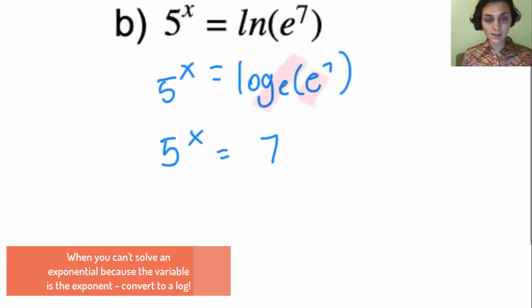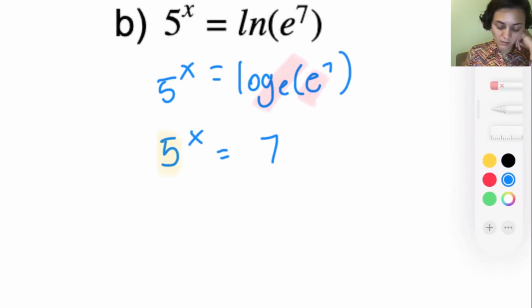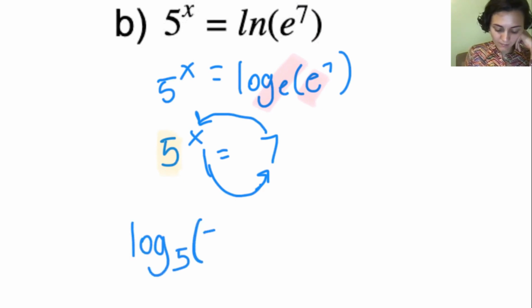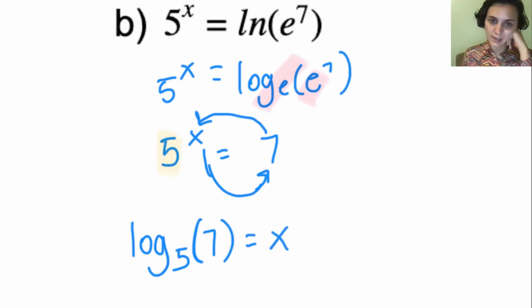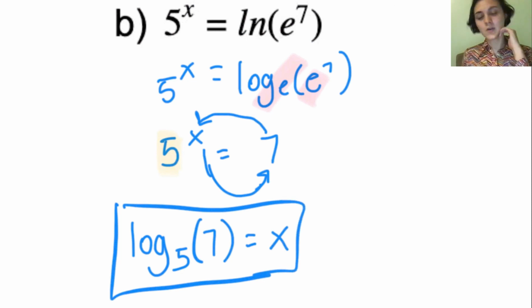Okay, so this equation looks a lot easier, but I still have x in the exponent, and I can't solve this problem. So we're going to try to solve it by now converting this exponent into a log. I'm going to keep the same base. I'm going to use the conversion, but now basically the x will move and the 7 will come over. So I'm going to have a log base 5. Instead, I'm going to have the 7 in the argument, and it equals x. So now I have solved for x. Woohoo!